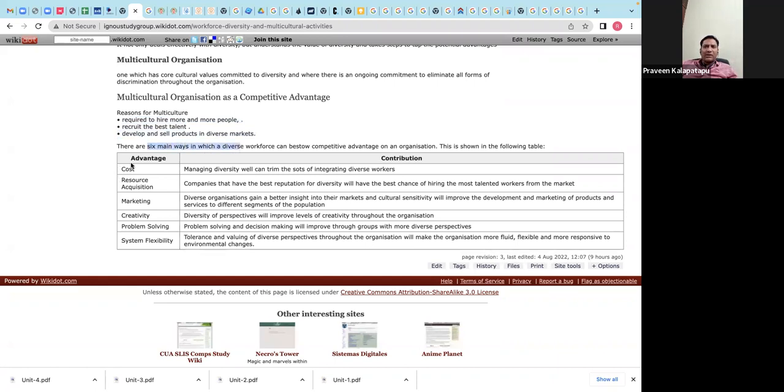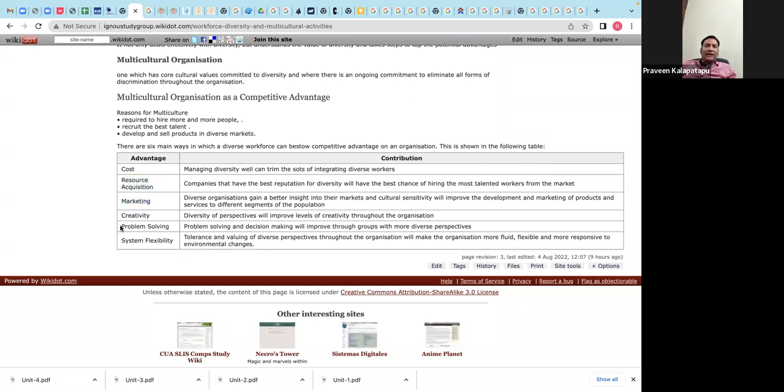First, from the cost-wise point of view, you could choose whatever is less costly for you, wherever you are going to get talent which is less costly. It can bring down your overall cost for the organization. Two, resource acquisition is simple because you have more talent now. Marketing, you can gain better insights in various markets.